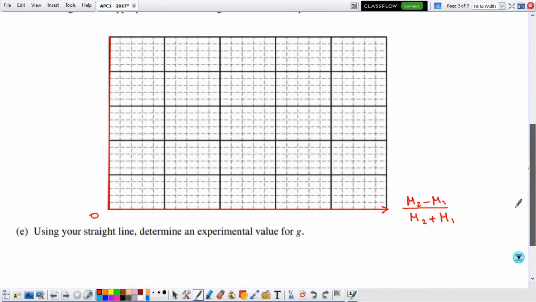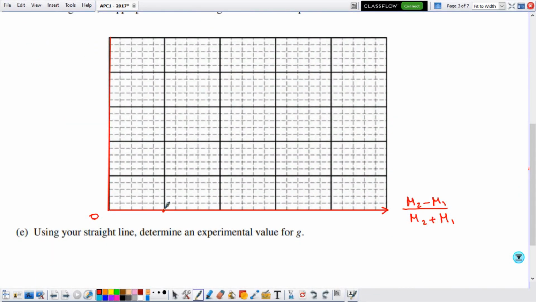Then let's divide it by a step of 0.1. So this is 0.1, 0.2, 0.3, 0.4, and that would be perfectly 0.5.